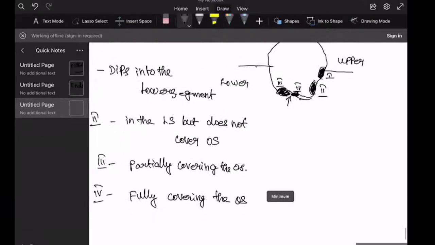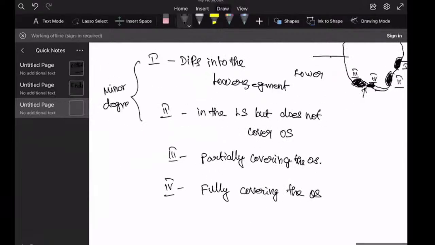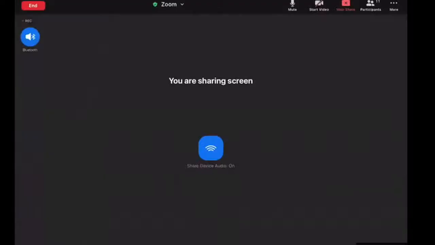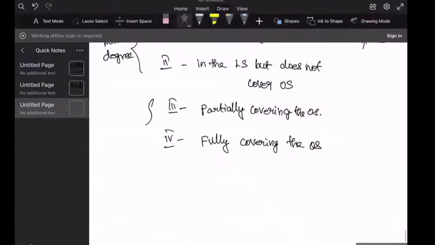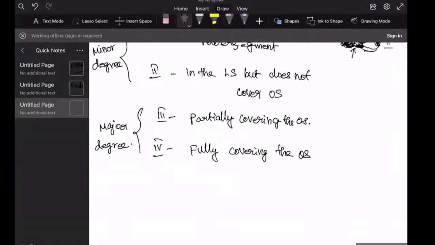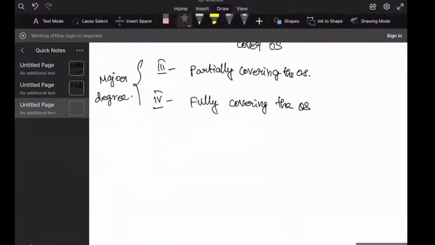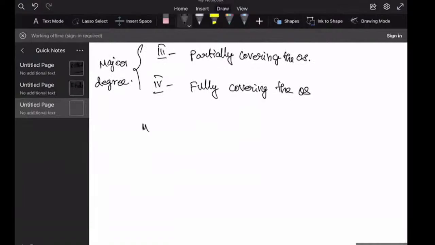Type 1 and 2 are minor degrees. Type 3 and 4 are major degrees. Management.